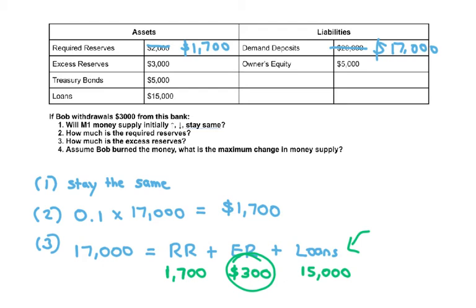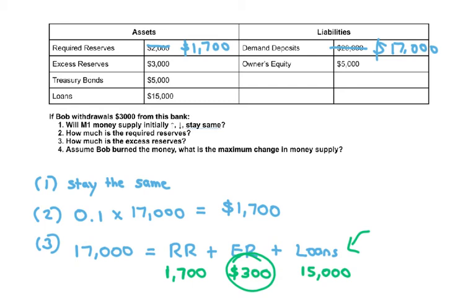That's tricky. That's really tricky because you have to make sure you understand that demand deposits, what the bank can do with that money is they can put it in required reserves. They're going to put 10% of that in. They can put it in loans. We already know that's $15,000. And then we have to figure out where the rest is going to go. And there's $300 that's going to be left in excess reserves.